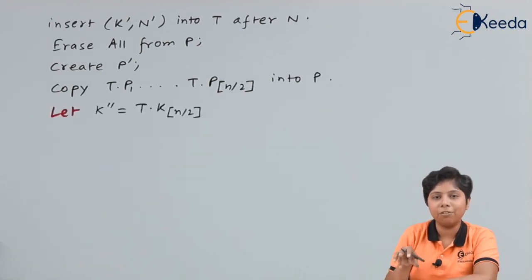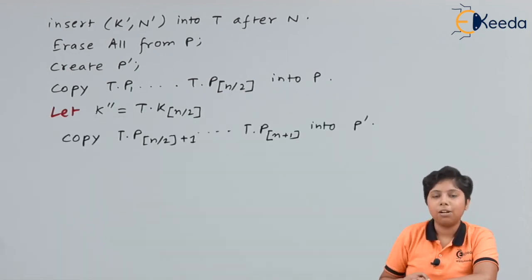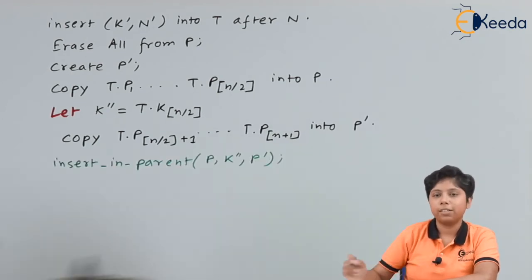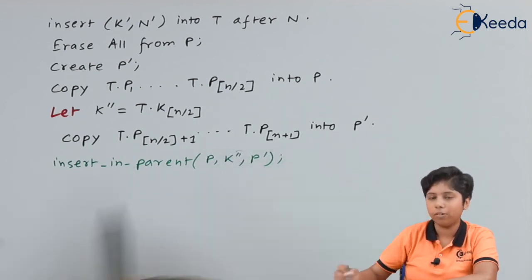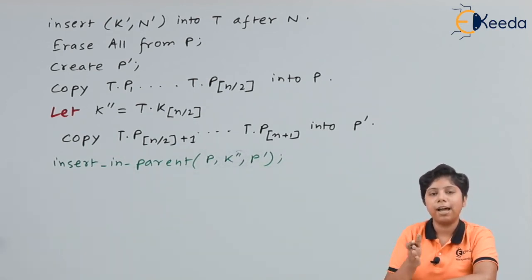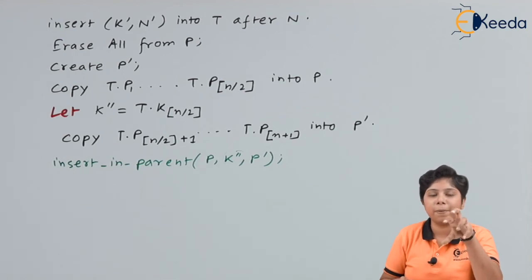Now the middle value that needs to be moved up to the parent node, the one we are splitting, we take as K''. The rest of the values we move into P' as the next parent node. Next we call insert in parent recursively, so that the new value is given to the next parent node, with P as the left node and P' as the right node. If the parent we are adding to also has no space, then again it will be split up, like this, moving up to the root.